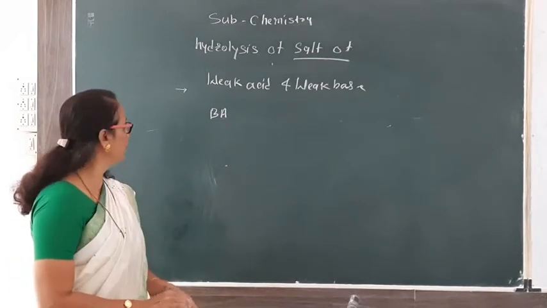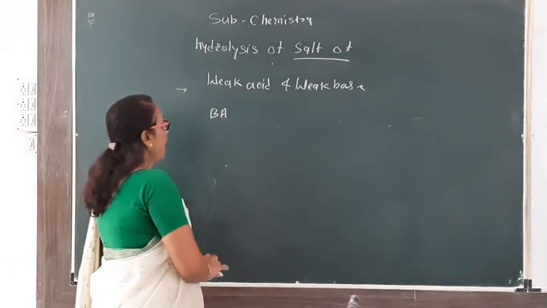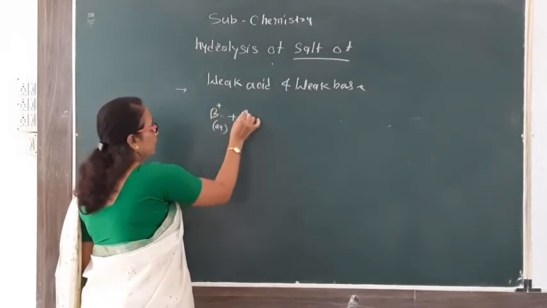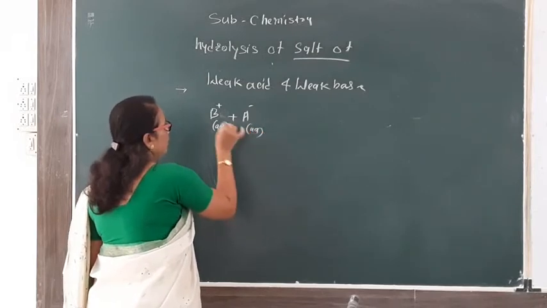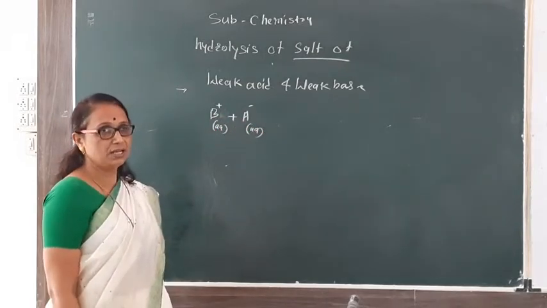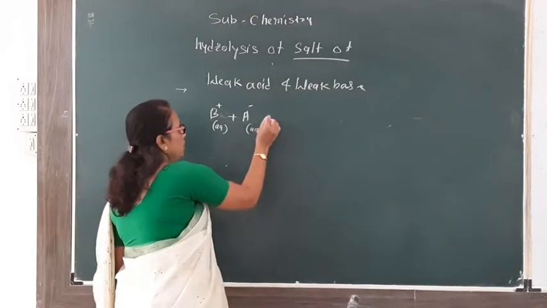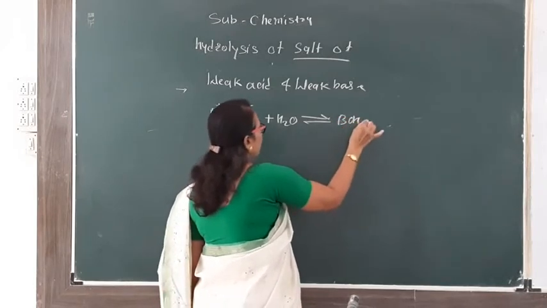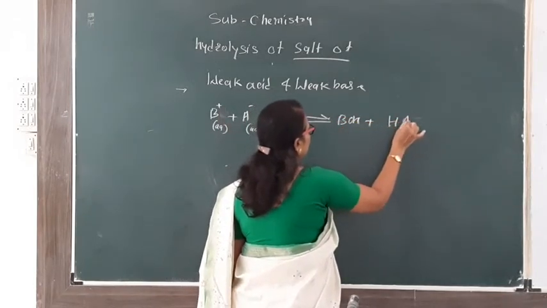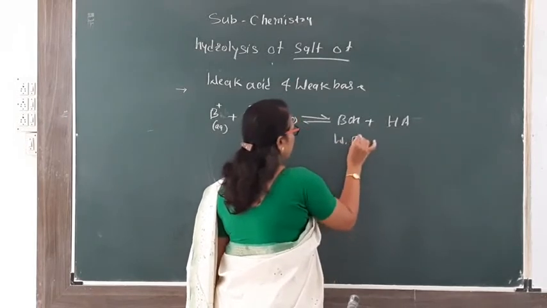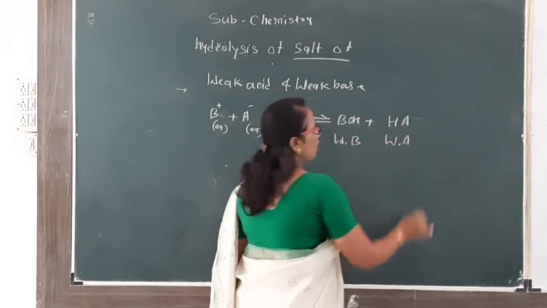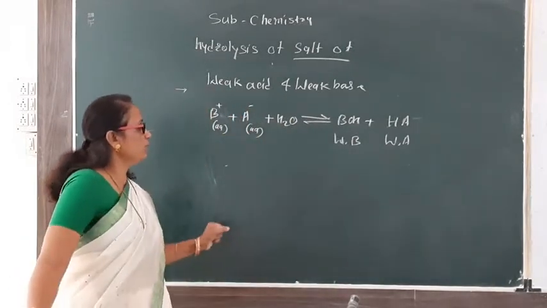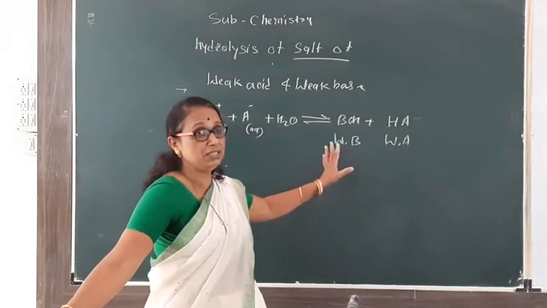Then it gets hydrolyzed as it is a salt in aqueous solution. It dissociates as B plus and A minus. Why? Because it is a salt. With water, if it combines with water, there is formation of BOH and HA. BOH is a weak base, HA is a weak acid.